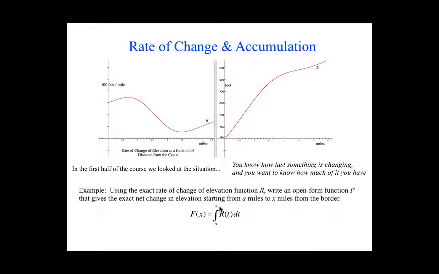A miles from the coast, and whatever happens, X miles inward from the coast. And so if X were the same as A, this would be 0. And that doesn't mean that the elevation at position A is 0. It just means if you haven't gone anywhere, you haven't gained any elevation.